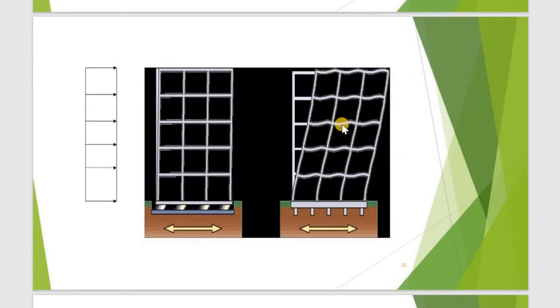This is an example of a building which has an isolator. This is an example where it is rigidly fixed. Here you can see the vibration is very high. This will result in destruction, but here the whole parts of the building will be moving in the same way.